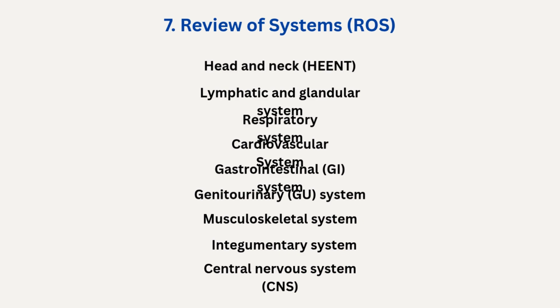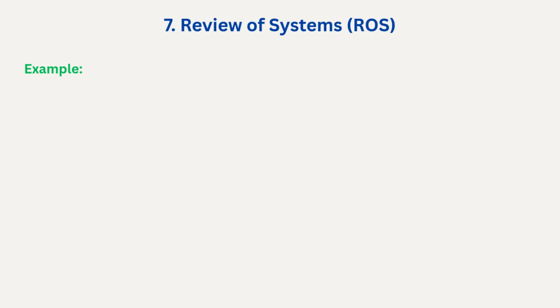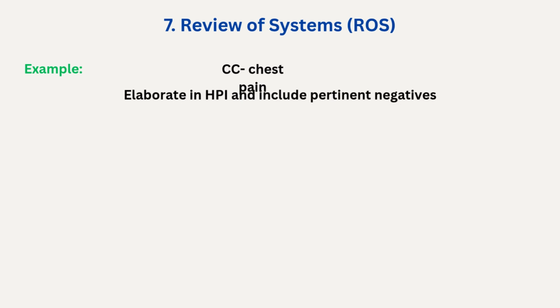For example, suppose the patient presents with chest pain. In the history of present illness, we elaborate on that pain and include pertinent negatives related to chest pain, like no palpitations, no orthopnea. But in the review of systems, we go beyond that.